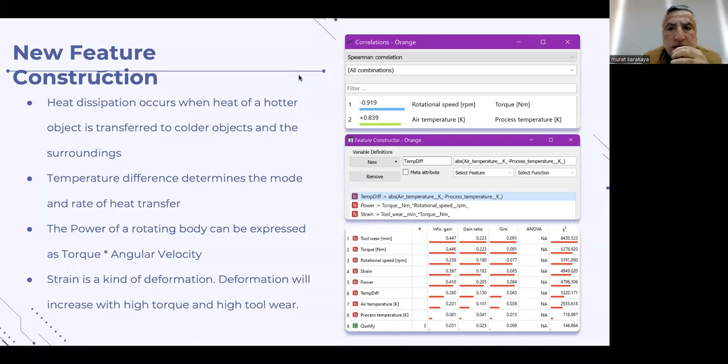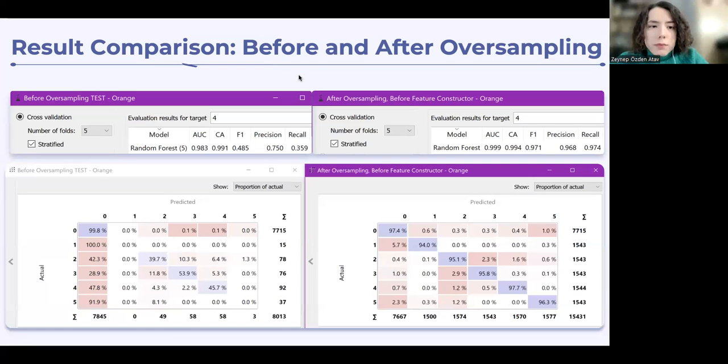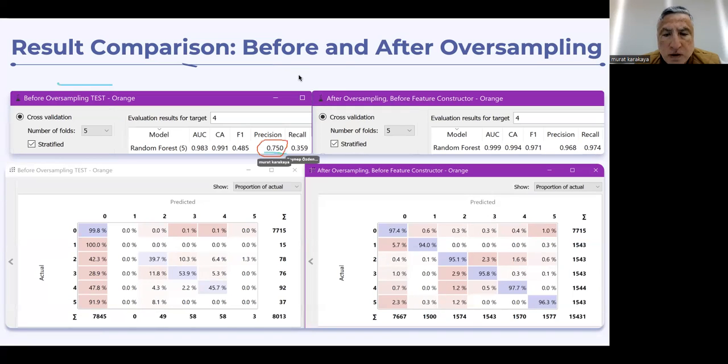May I ask a question, Zeynep? Yes, sure, Hocam. Here in that slide, on the left side, before oversampling result, precision looks like 0.75. Yes, Hocam. Recall looks like 0.35, 35%, right? Yes. So here, what does precision mean as a metric?